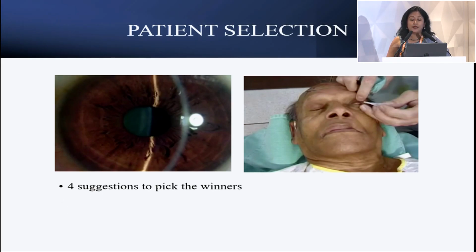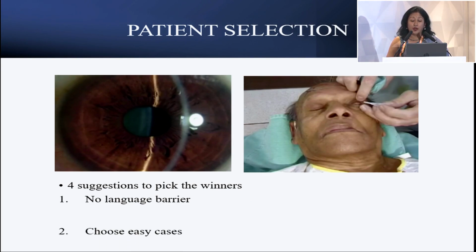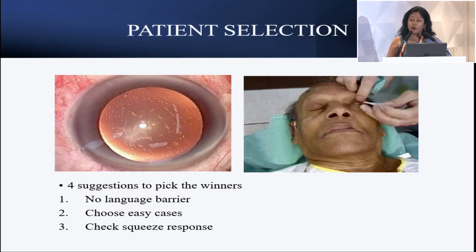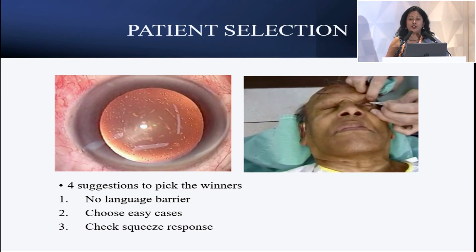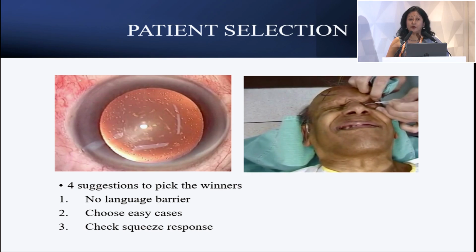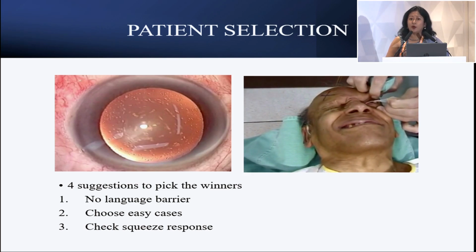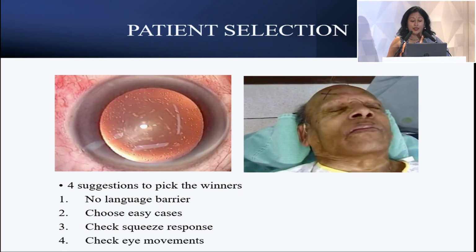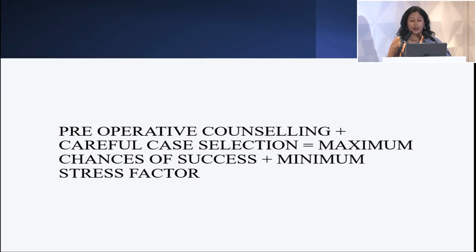Patient selection is the next most important thing. The patient should be able to understand what you are saying, what you want. You choose the easier cases initially. Check for the squeeze response of the patient. You can do this when you are seeing the patient in the OPD, doing your routine procedures, like maybe applanation tonometry or other procedures. If your patient is not cooperative, then this patient might not cooperate on your OT table. Next is to check whether he can completely follow the eye movements.